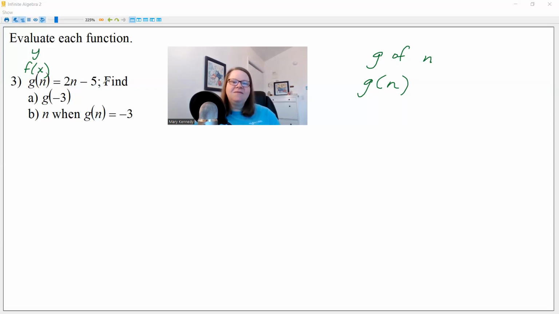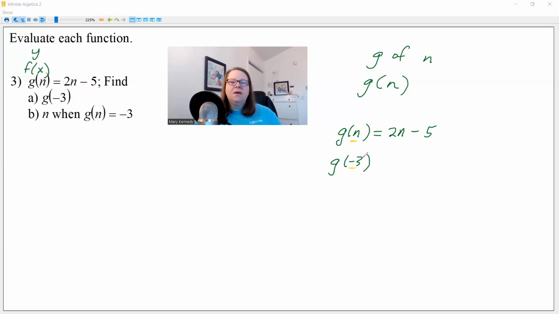So this is saying G of n equals 2n minus 5, and then it says to find G of negative 3. Well, ask yourself, what happened here? What changed? It started out G of n and now it's G of negative 3. That's a clue. That's telling us that n is negative 3. This is saying, if it was written out in paragraph form, it would say, what if x is negative 3? What if the input is negative 3? What's the output? What happens at negative 3?